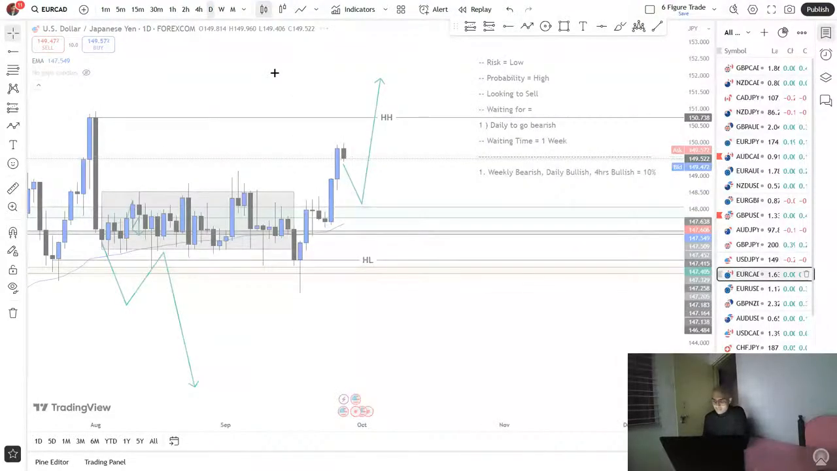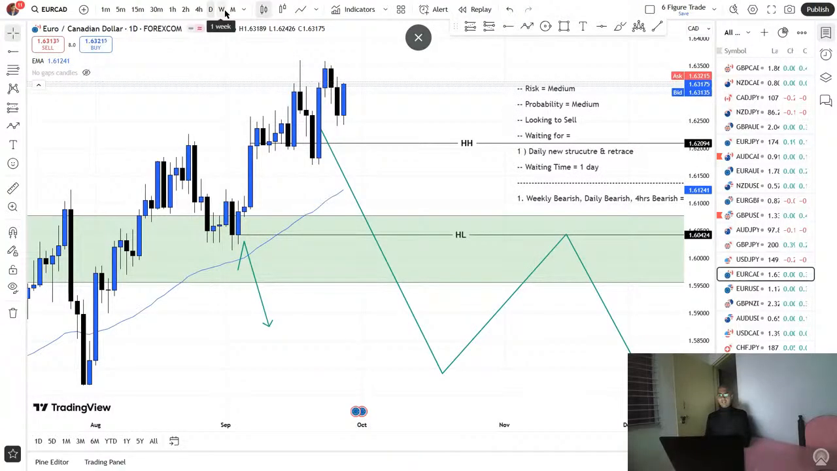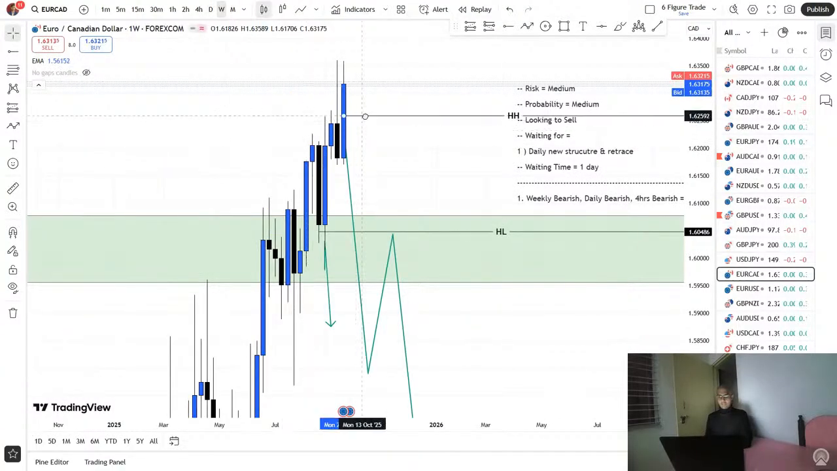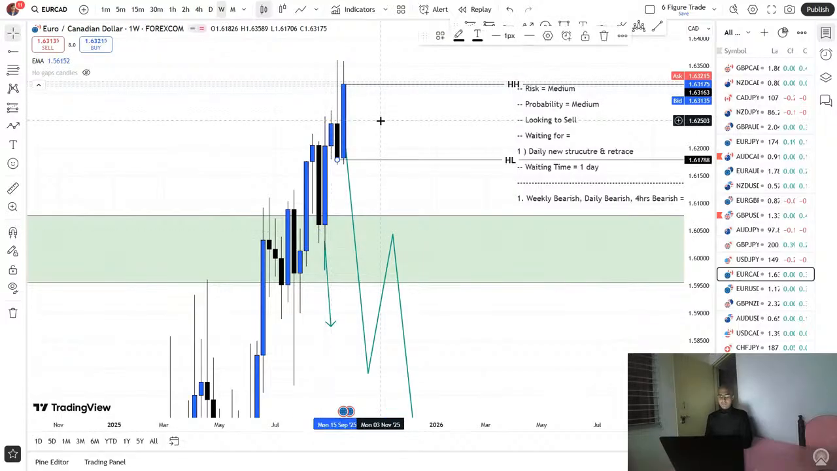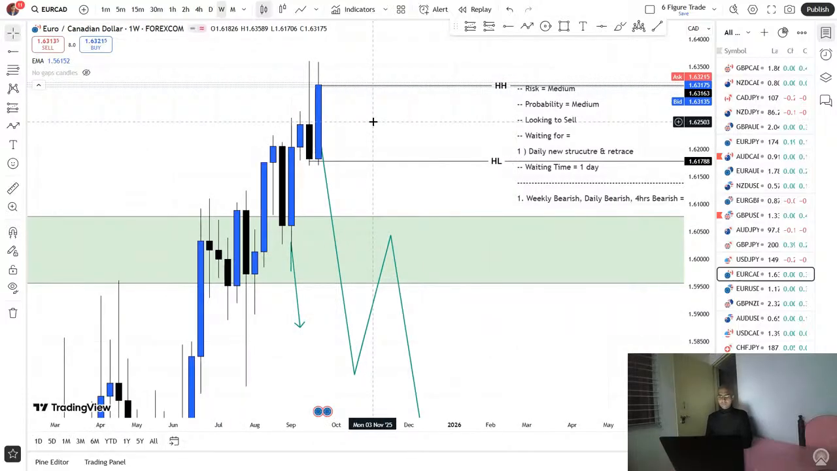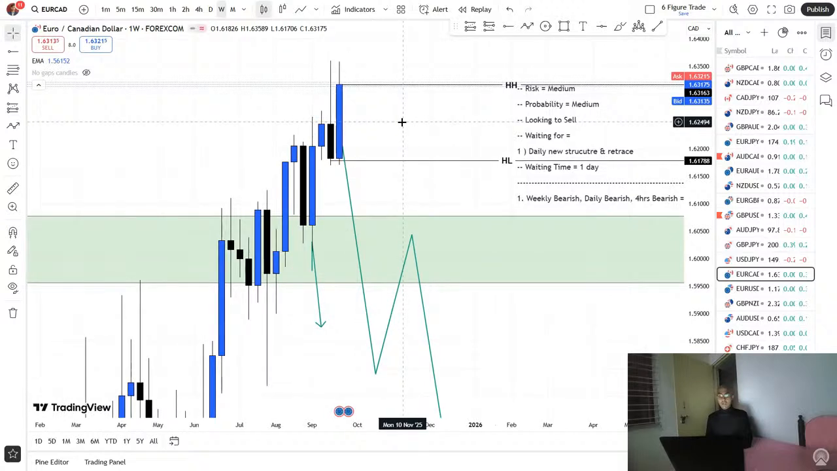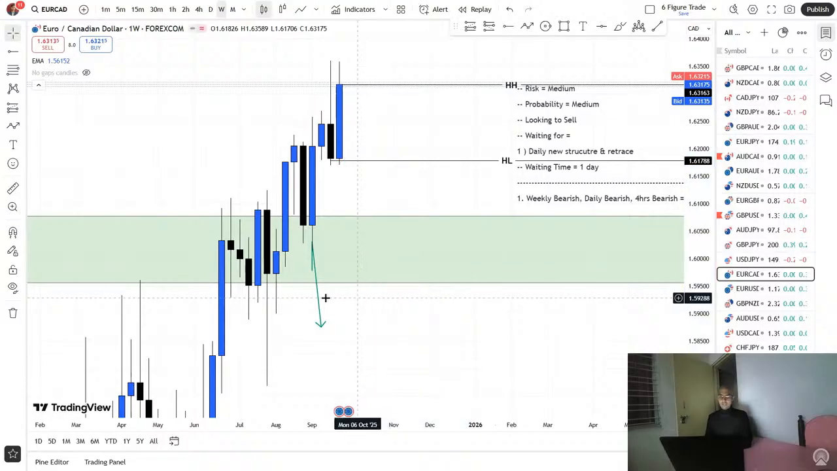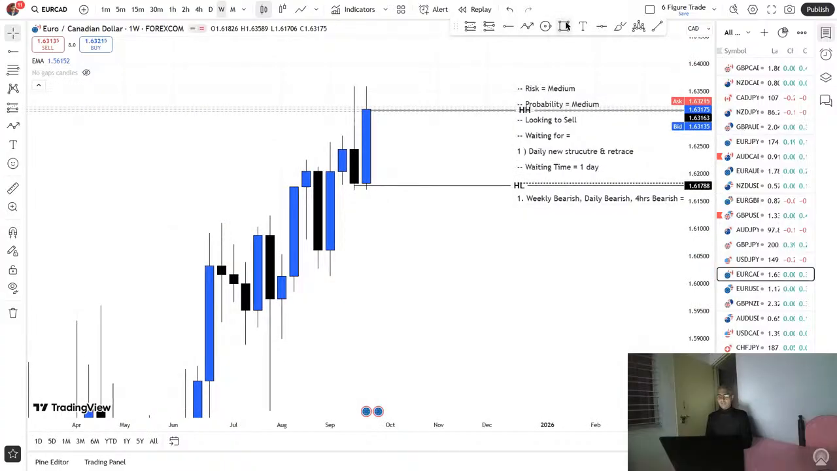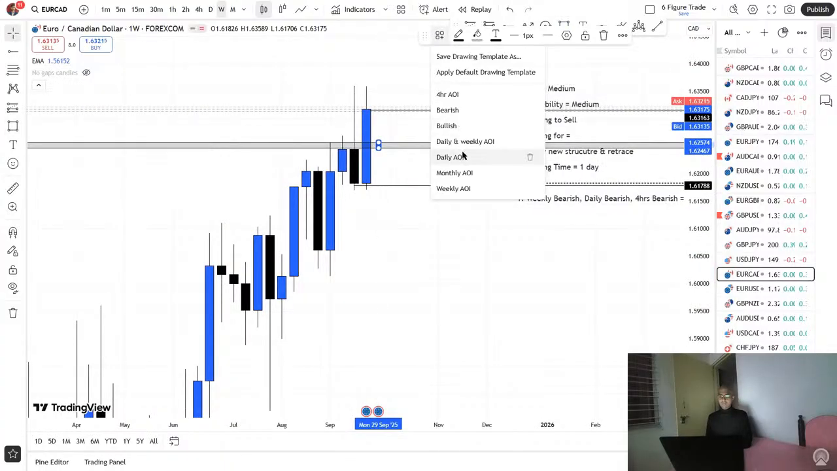I'm good. EuroCAD has created a beautiful higher high and then a beautiful higher low. But now what? I was waiting for this to go bearish, which hasn't happened. Let's just delete everything. So now pretty much we are waiting for the retracement and then it goes up to the weekly area of interest.